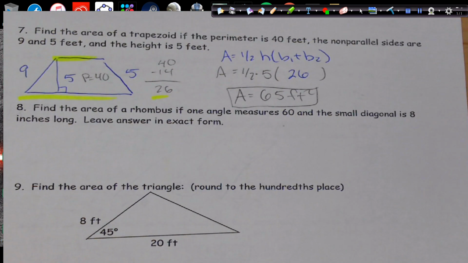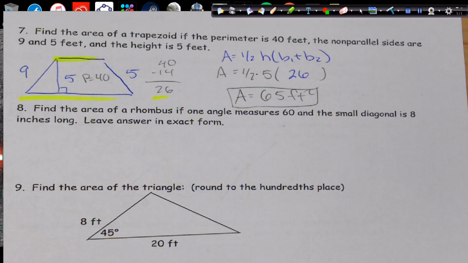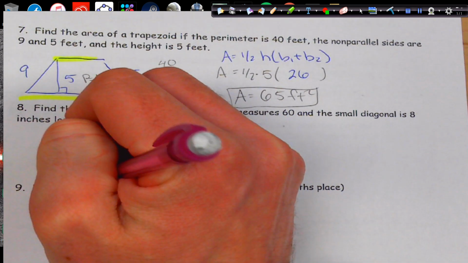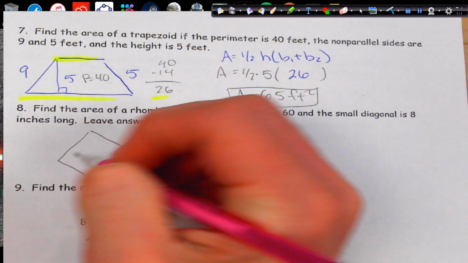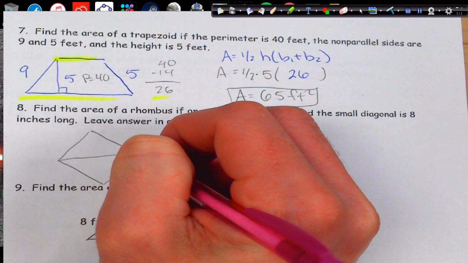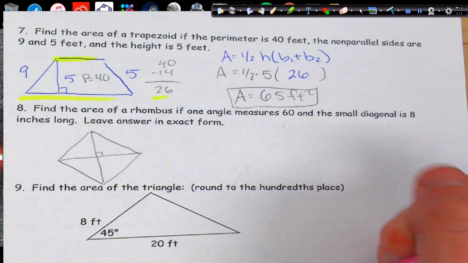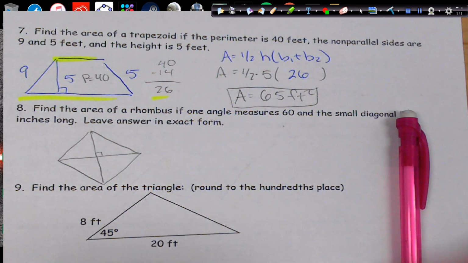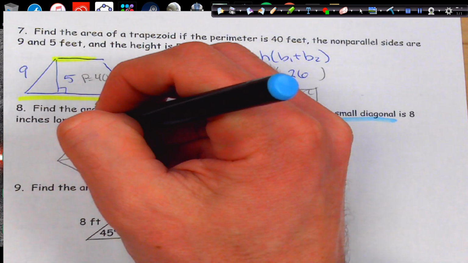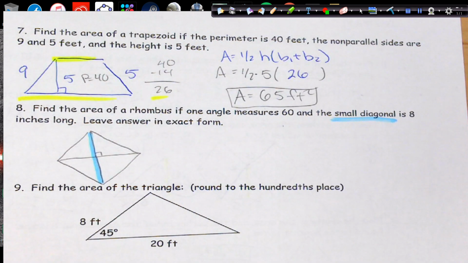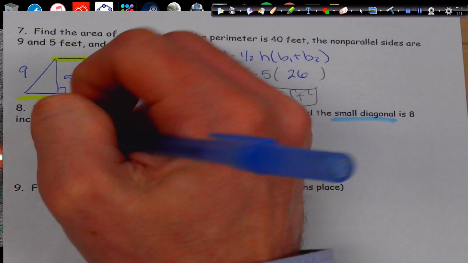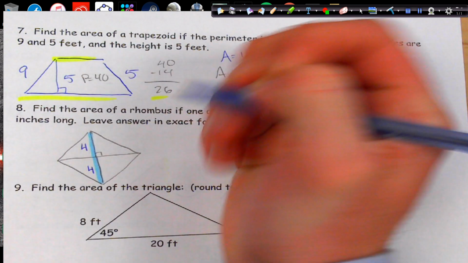Find the area of a rhombus if one angle measures 60 and the small diagonal is 8 inches long. This is a tricky one because you got to pay attention to what it's saying. So you have a diagonal here and a diagonal here. We know they form 90s. Okay, so we're going to say the small diagonal is in blue here. Okay, so if that's 8, we're going to have to cut it in half to 4 and 4.